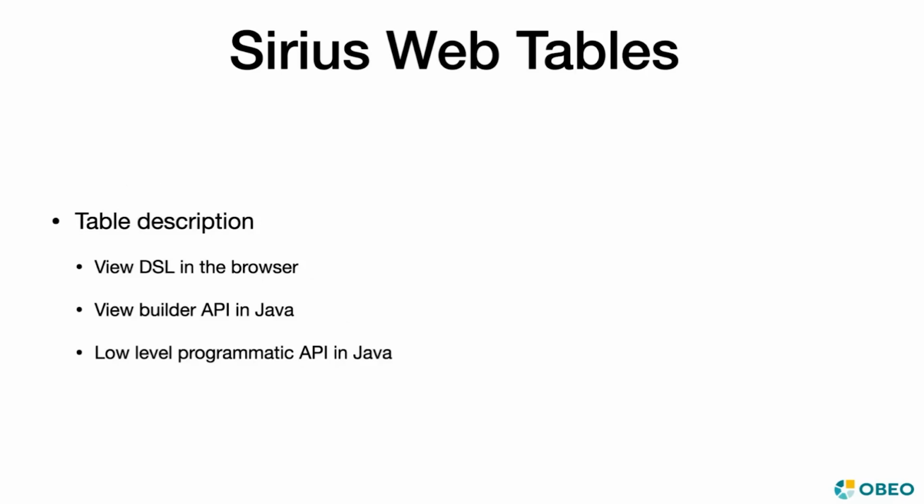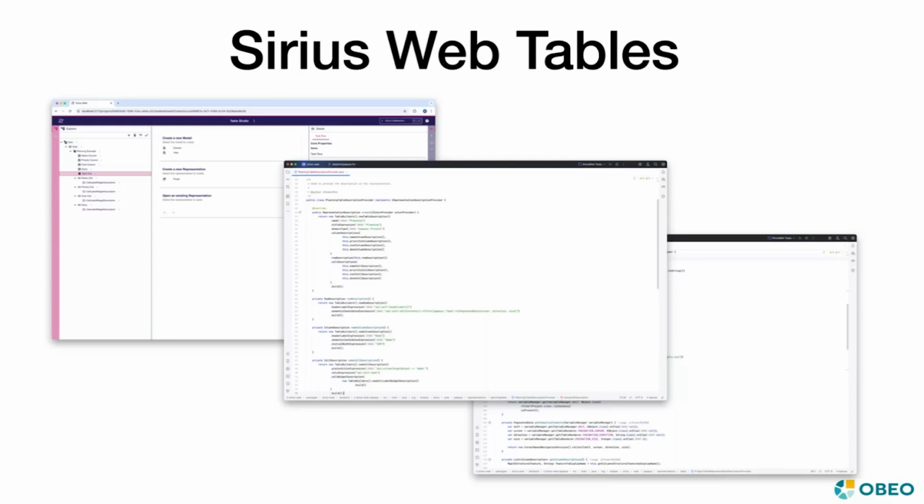There are 3 ways to create a table description, just like other kinds of representation description. You have the View DSL in the browser, the View Builder API in Java, or the low-level programmatic API in Java. You can see a glimpse of all 3 approaches here. The View DSL in the web browser is nice if you just have access to the web browser, you don't have access to the server, or if your end user wants to extend the application by creating new kinds of representation. Both of the other approaches are using Java source code.